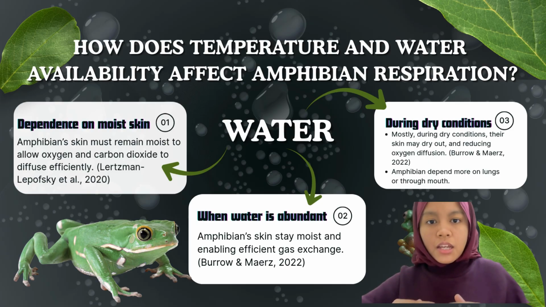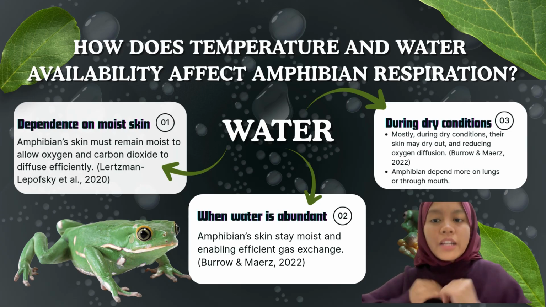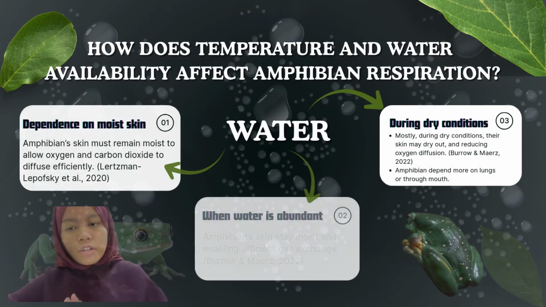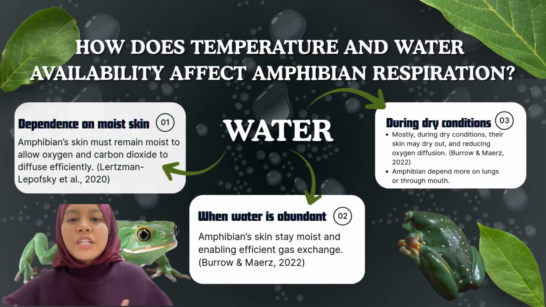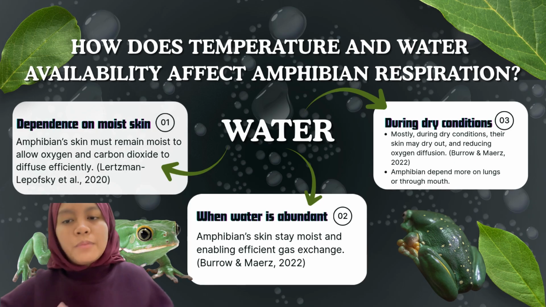Because of this, amphibians must depend more on their lungs or buccal cavity, that is the lining inside their mouth, to get the oxygen they need. Dry conditions can even make them less active because breathing becomes hard. In conclusion, amphibian respiration is strongly influenced by both water and temperature.